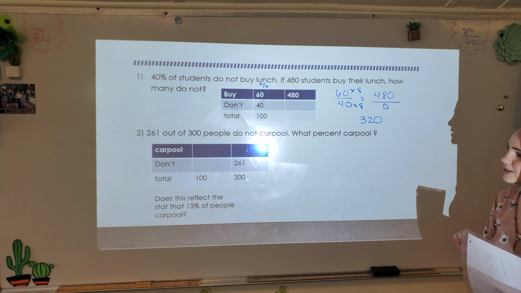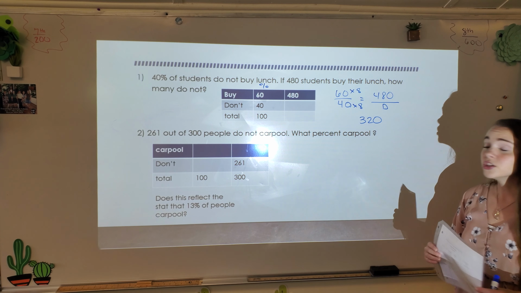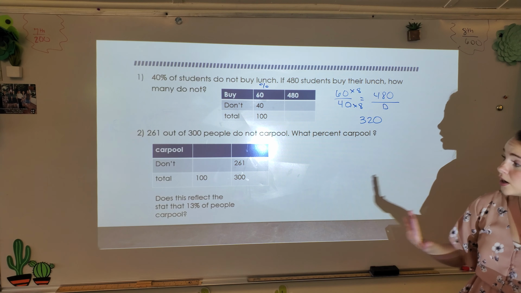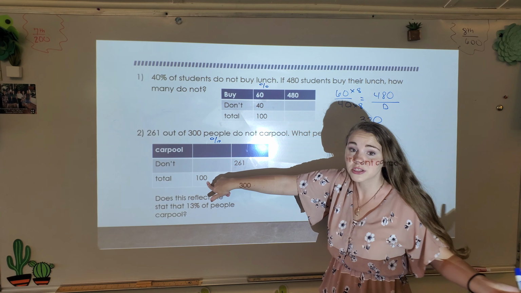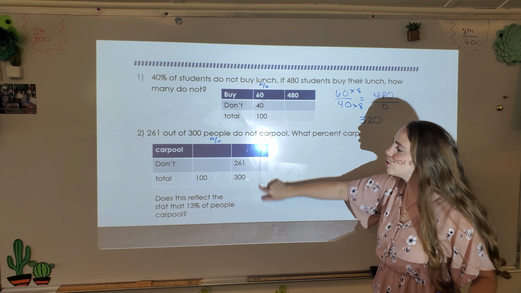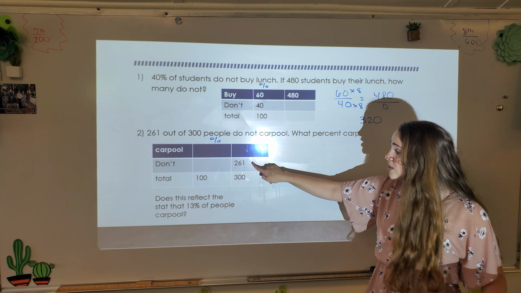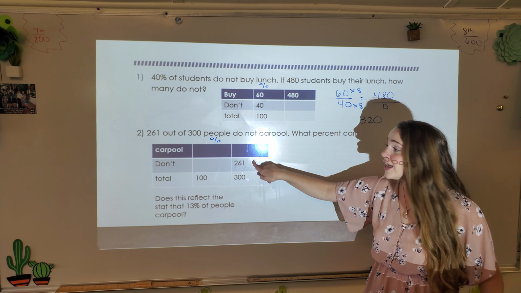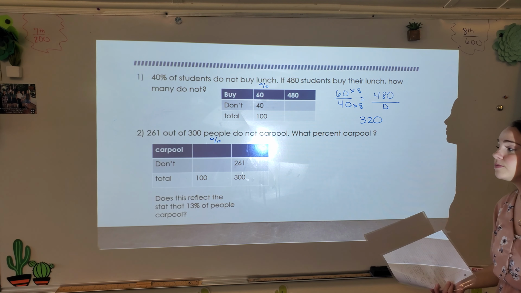So number 2 says 260 out of 300 people do not carpool. So I put here carpool, don't carpool, and total, right? So this is the percent side. They didn't give me any percent information. So all I know is the total percent is 100 because it's always 100, right? So I put the 100 there. And then I went over to the actual numbers side. And it said 260 out of 300 don't carpool. They didn't tell me how many did. They said don't and total. 261 and 300 total. So they want to know what percent do carpool, okay?